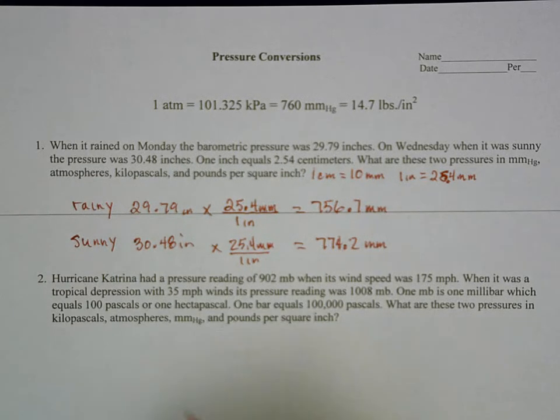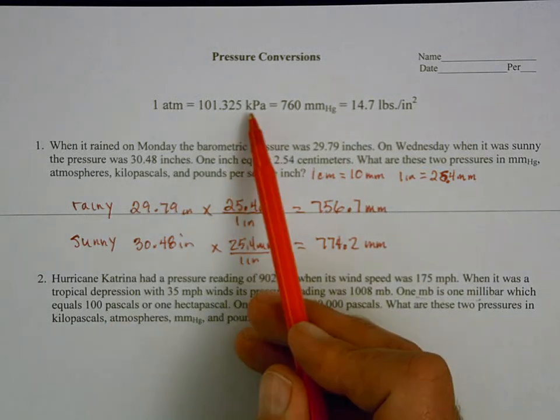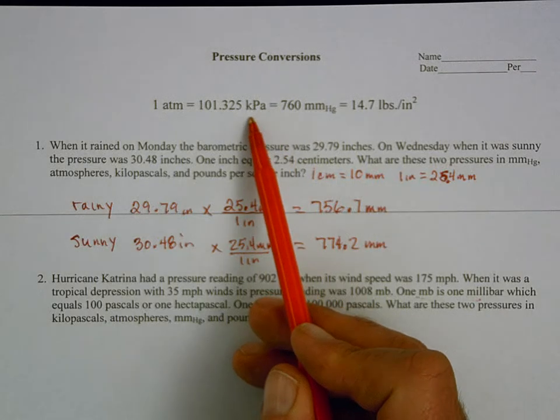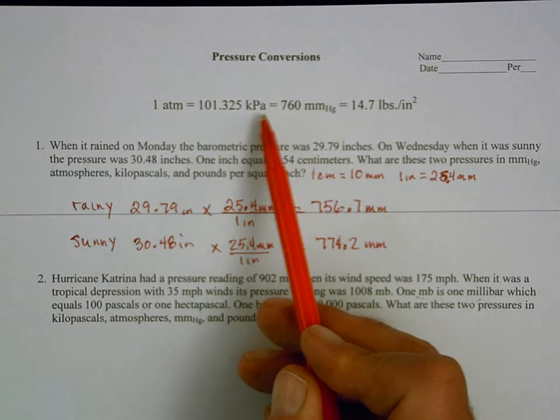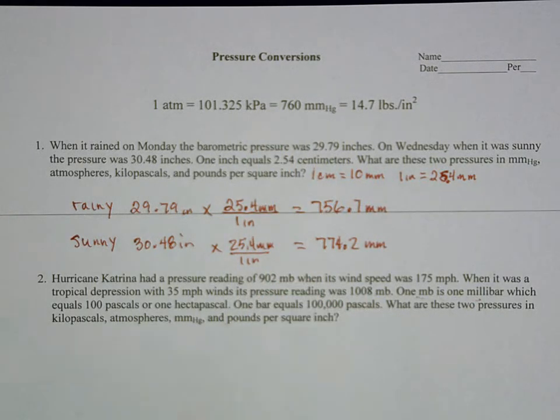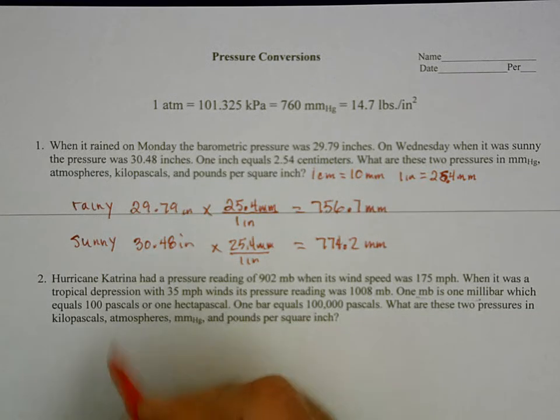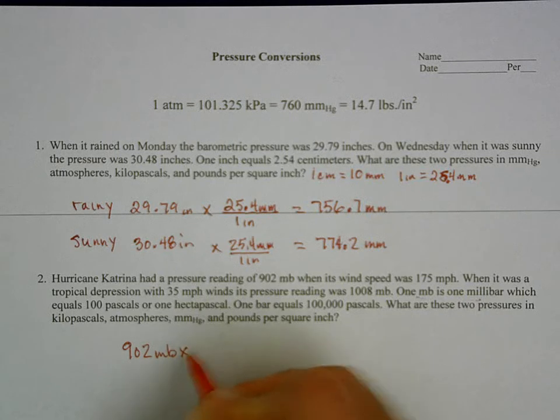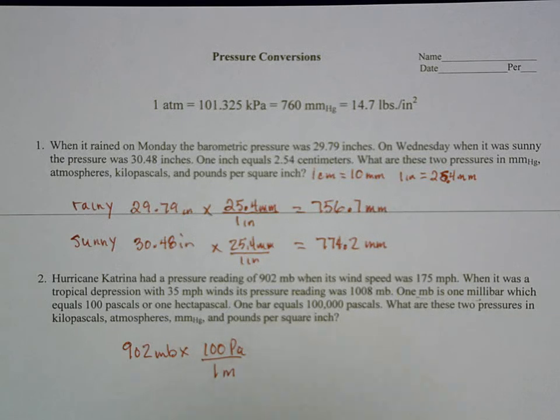So here's the key. 1 millibar is basically 100 pascals. Up here where we have the kPa, that is K, kilo, 1,000 pascals. So we can start to get close to the same thing. So basically, if I start with 902 millibars and then 100 Pa, that's the pascals, per 1 millibar.